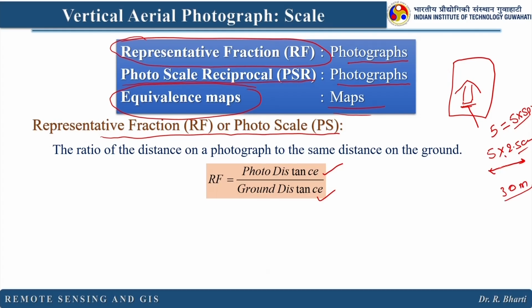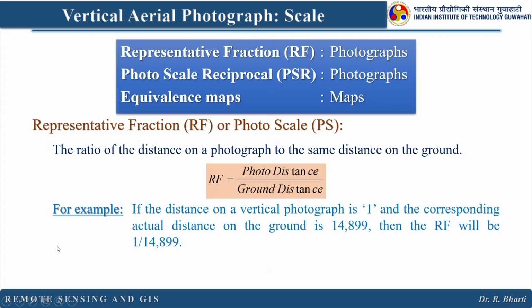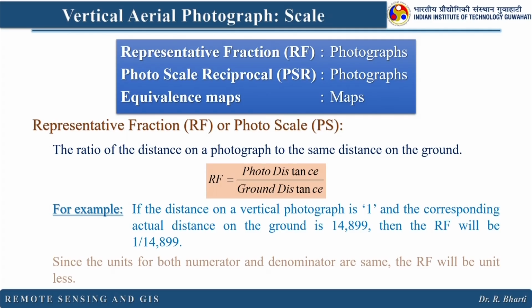This value represents 30 meters on the ground. So here the photo distance will come and here the ground distance will come. Like that you can easily calculate the RF. For example, if the distance on a vertical photograph is 1 and the corresponding actual distance on the ground is 14,899, then the RF will be 1 by 14,899. Both values have the same unit, so RF will be unitless.